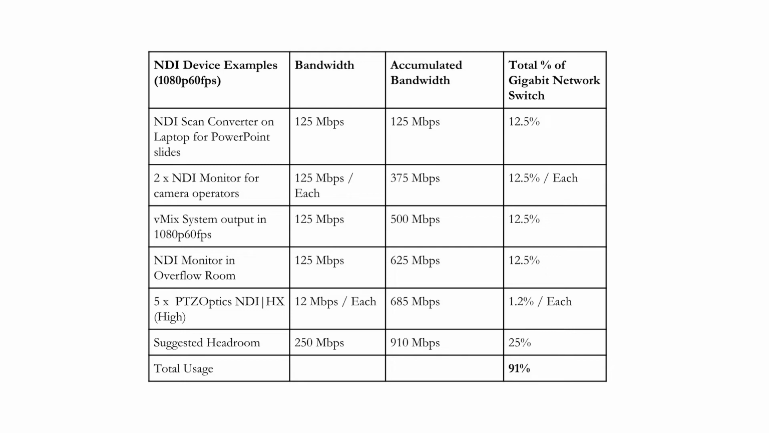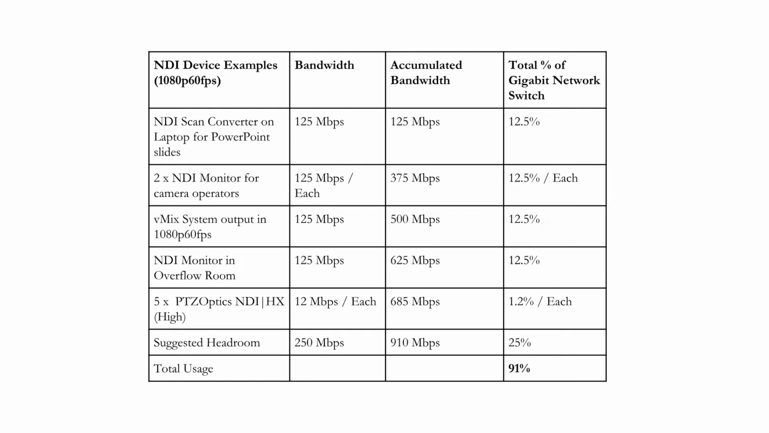And that NDI scan converter can be put on your pastor's laptop, and it can convert whatever's on your pastor's laptop to an NDI video signal that you can bring into OBS, Wirecast, vMix, XSplit, any live streaming software on your local area network that supports NDI. So NDI would be taking up 125 megabits per second, 12.5% of your gigabit network switch just by using scan converter. Now, if we have two NDI monitors, these can be used for a lot of different reasons.